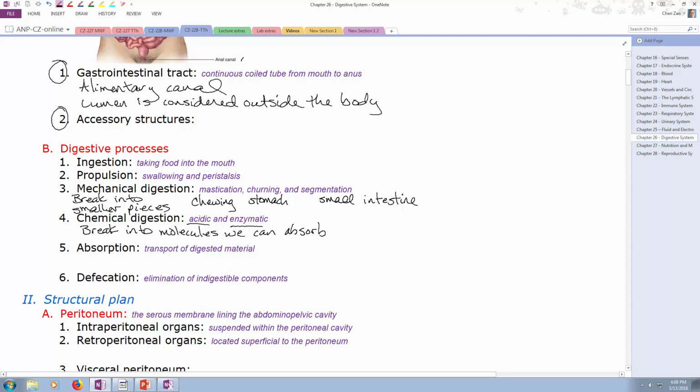And absorption, transport of digestive materials. So we actually now want to get the foodstuffs really into us, not inside the lumen of our alimentary canal, but actually into our bloodstream. So this is moving into blood capillaries plus lymphatic capillaries.